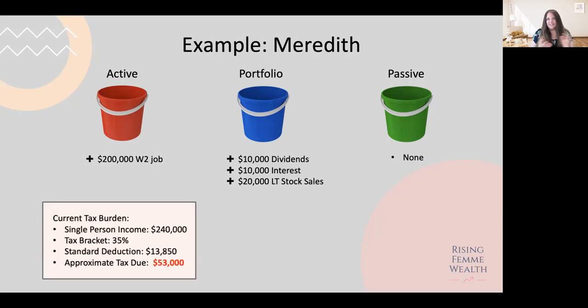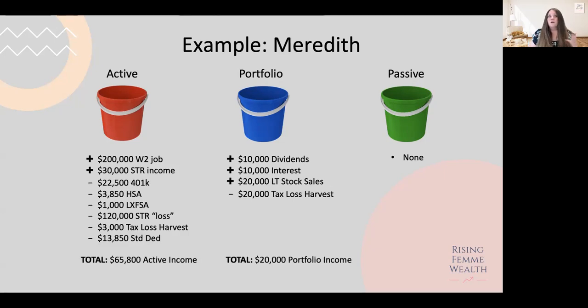So her current tax burden, just in this situation, her single person income is $240,000. That puts her in the 35% tax bracket. So it's the next to the highest tax bracket. After the standard deduction she can take, her approximate tax due is $53,000, which is a significant amount of her income.